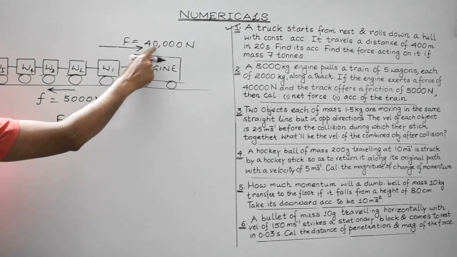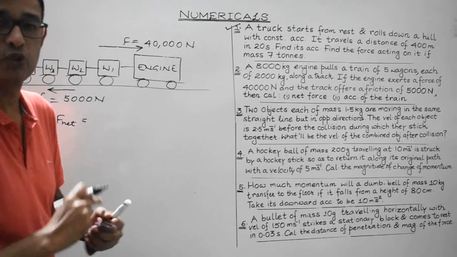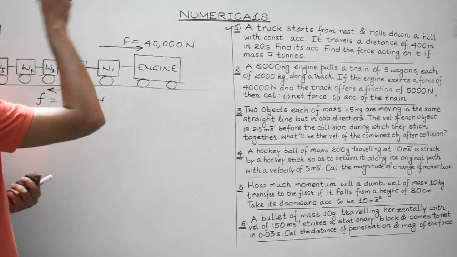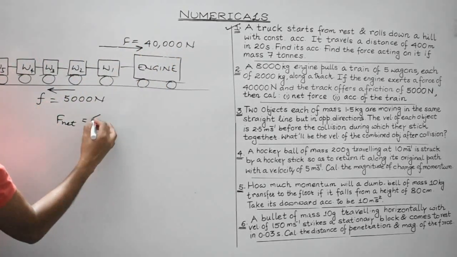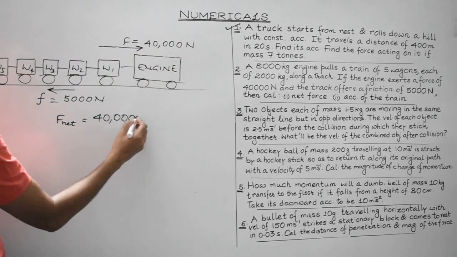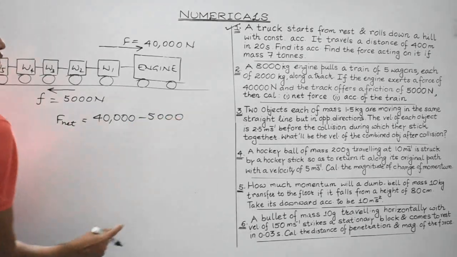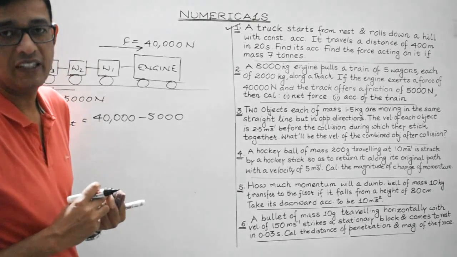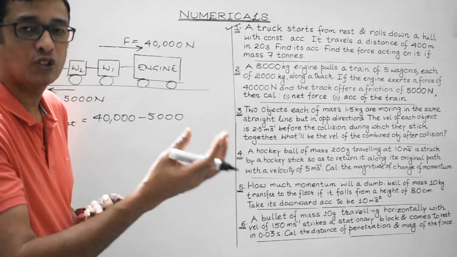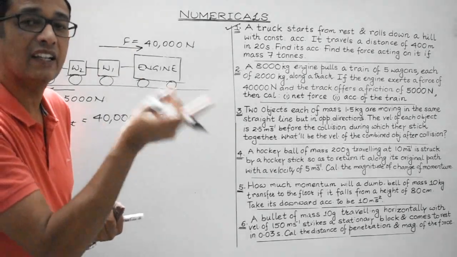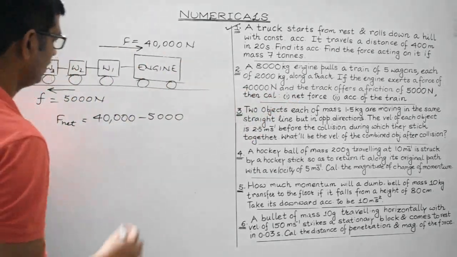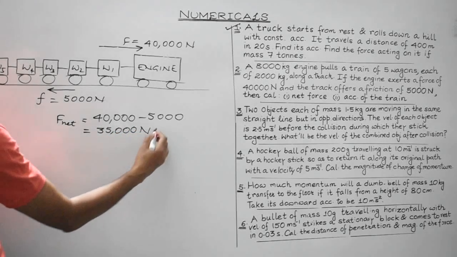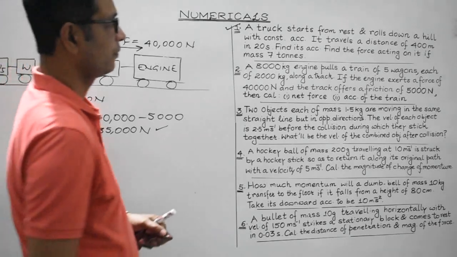This one is dominating, this 40,000, and this is 5,000. Both are oppositely directed, so they are opposing each other. And this being dominant, net force will act along that direction. Net force will be given by 40,000 minus 5,000. Why this negative sign? Because both the forces are opposing each other, right? So resultant would be dominant force minus the opposite force along the direction of the dominant force. That's the net force. So it will be equal to 35,000 Newton. So that's the answer of the first part.